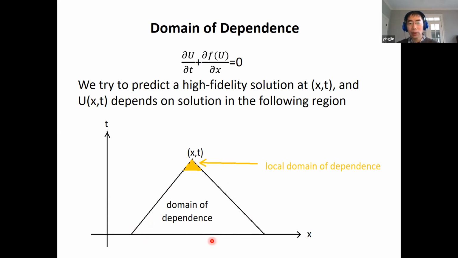If you know the information in this domain of dependence, supposedly you are able to determine the solution at this point. In particular, in order to make the method more efficient, we want to use a local domain of dependence, in this colored area. So we want to take advantage of the low-cost numerical solution in this local domain of dependence and use it to determine the high-fidelity solution at a single space-time location.